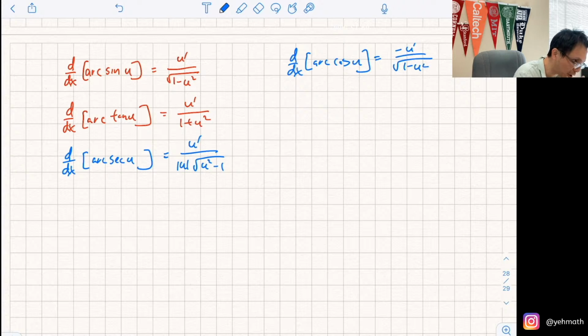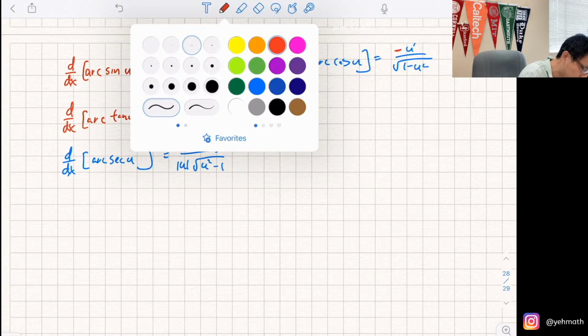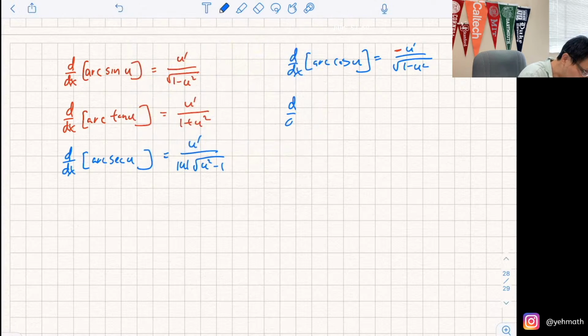So it's actually not hard to memorize arc cosine. It's just negative of arc sine. I don't know if you see what I'm saying. See, this is the negative sign. This is the only thing that's different. d/dx of arc cotan of u is equal to negative u prime over 1 plus u squared.